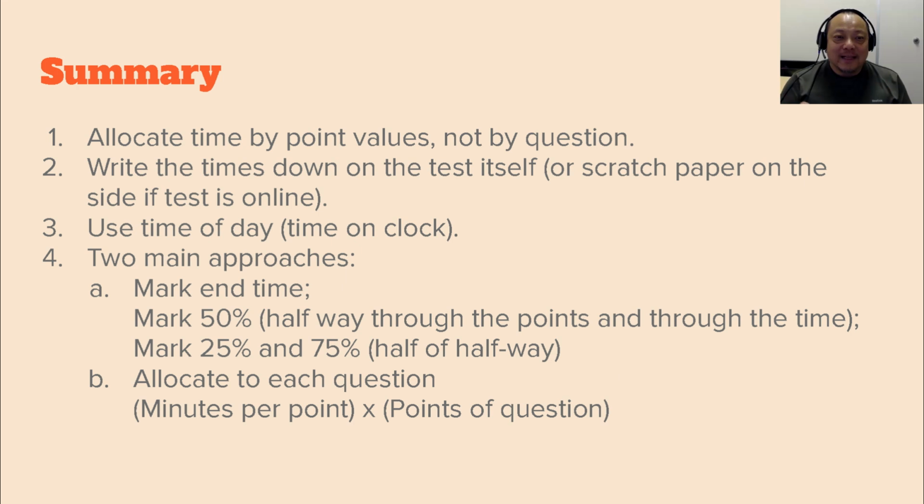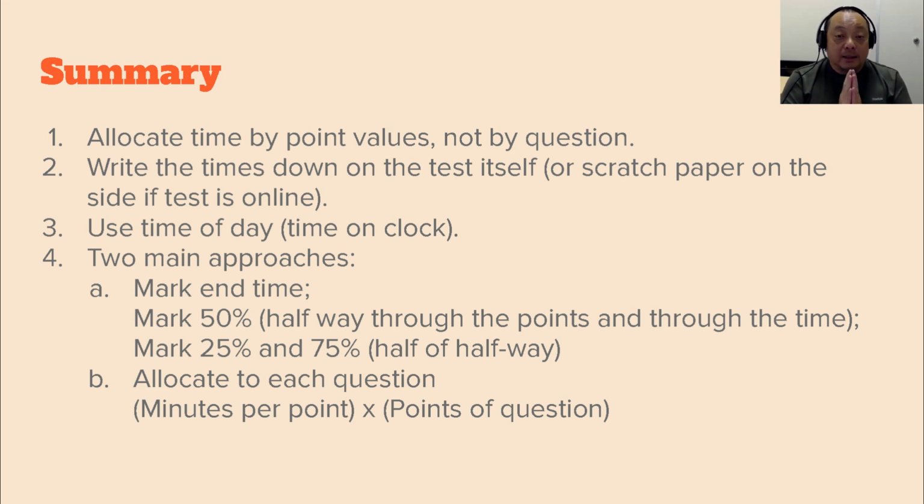All right? Here's a summary. The main principle is to allocate time by point values, not by question. Except if the questions are all equal values, then allocating by question is okay. Write the times down on the test itself so you can see it. Or if the test is online, then on scratch paper. And use time on the clock, like time of day.